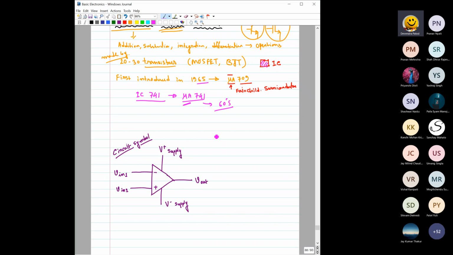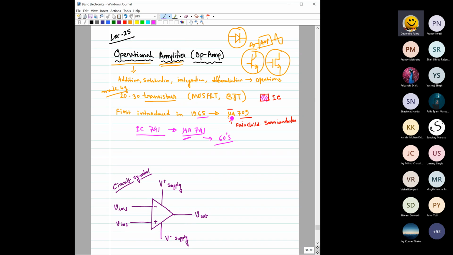Okay. So this is a brief description. Sir, are these commercial codes for those semiconductors? These are like MIUI 709, MIUI 741. These are kind of codes to describe them, the name of the IC.